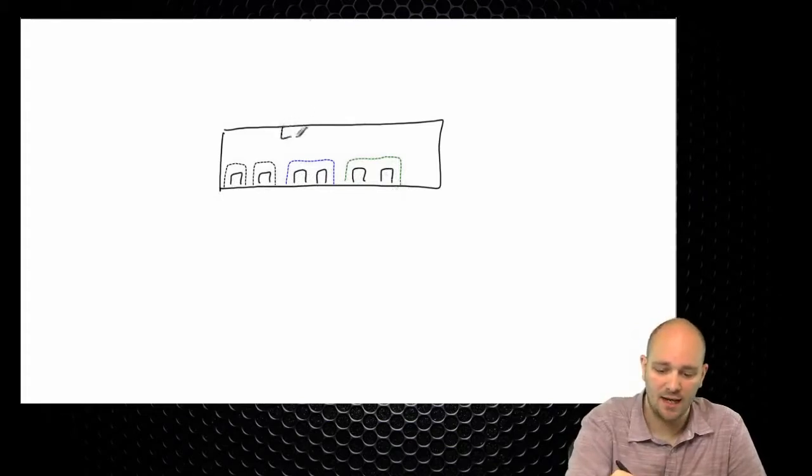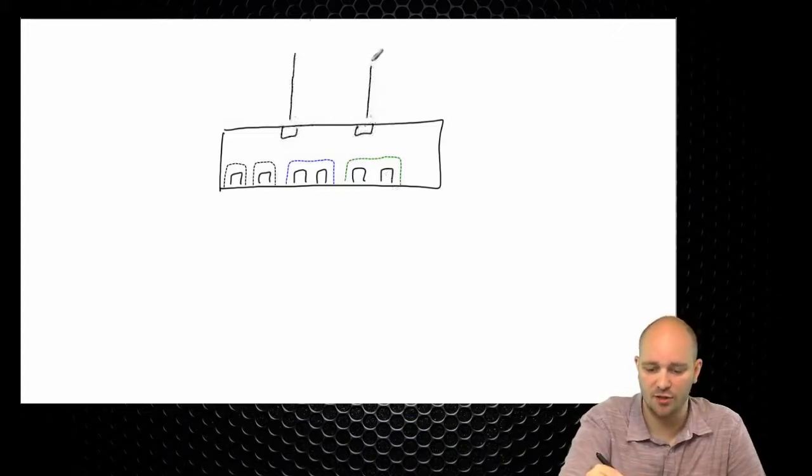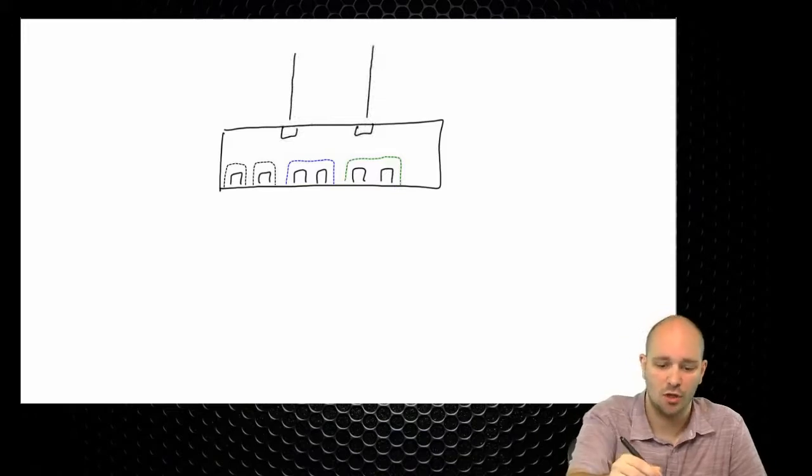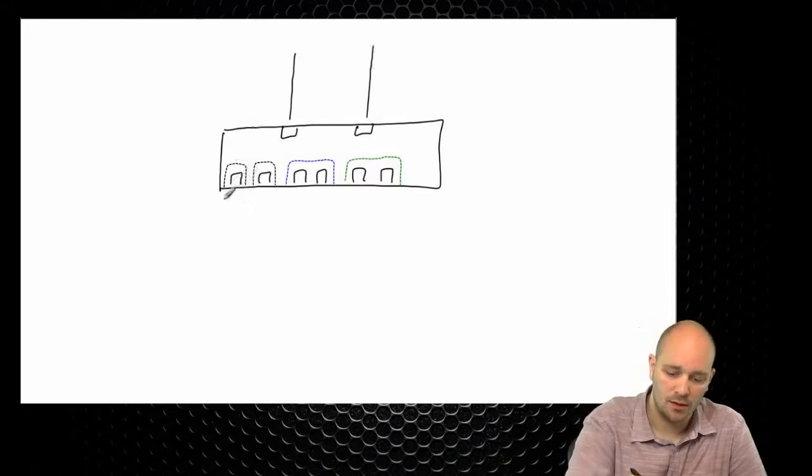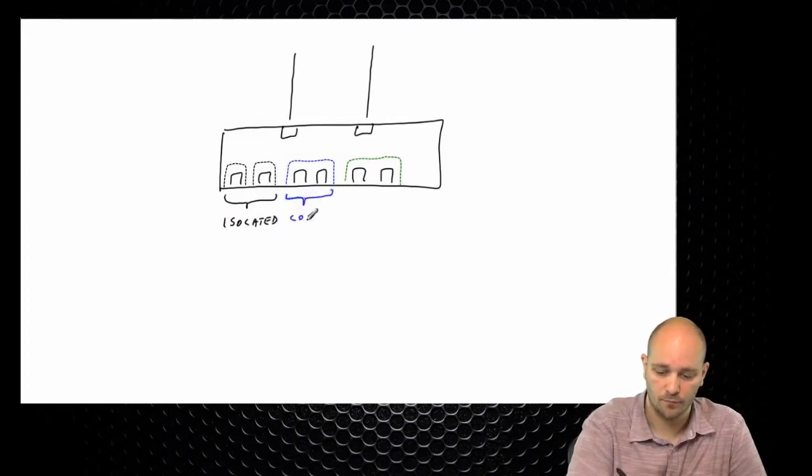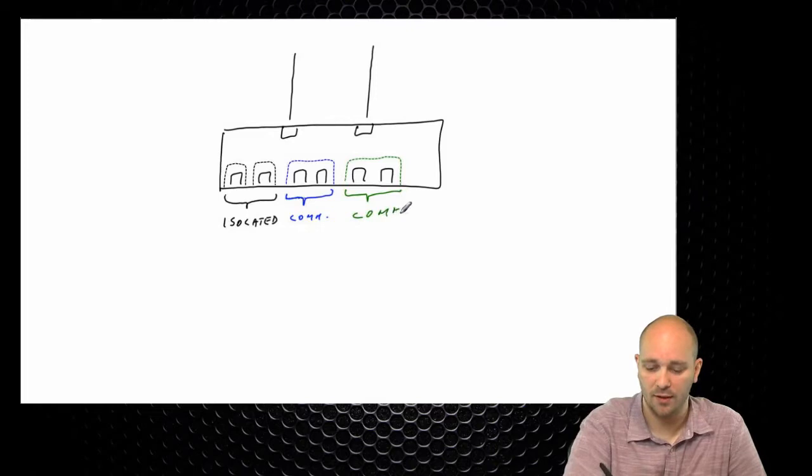Now, let's say that I have these 2 ports here that are actually acting as uplinks. So let's say that there are some internet connections here. These 2 ports here are going to be isolated. This here is going to be community. And this one here is going to be community, but it is going to be a separate community.